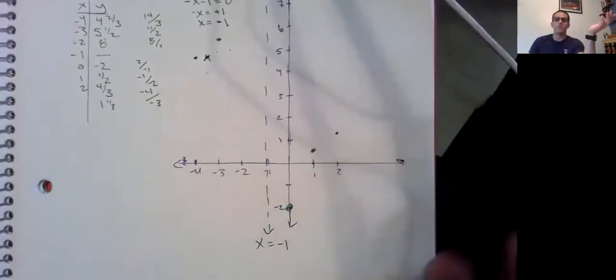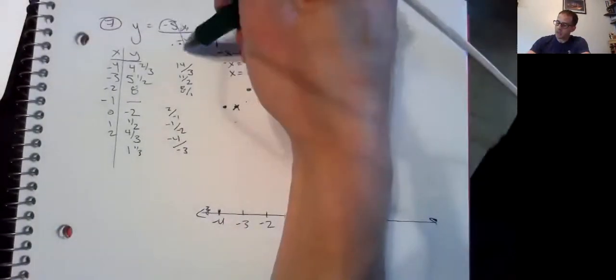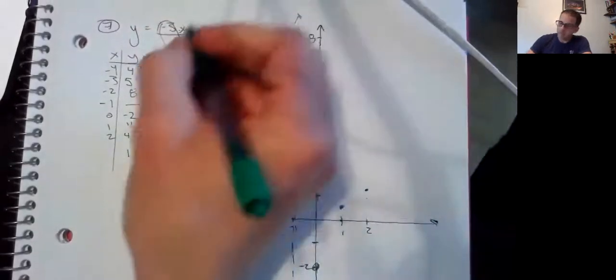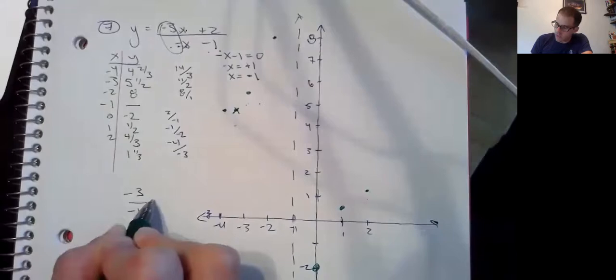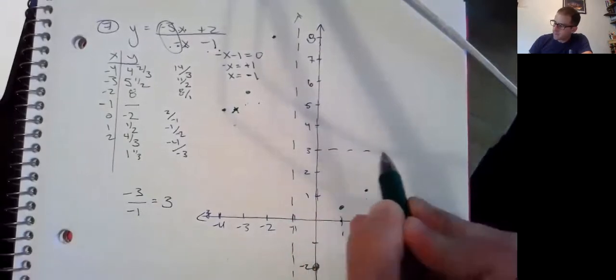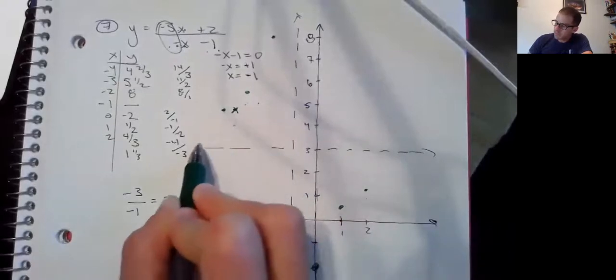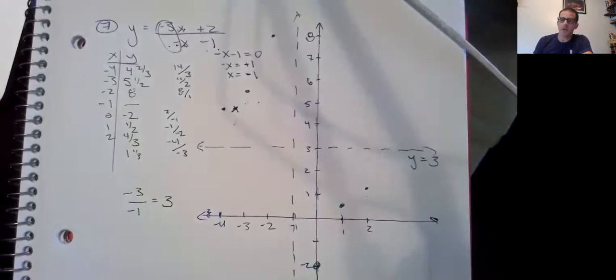Now, where is my horizontal asymptote? Let's go to the coefficients. And this is messy. My coefficients, -3 over -1. What does that simplify to? +3. Y equals 3 is my horizontal asymptote.